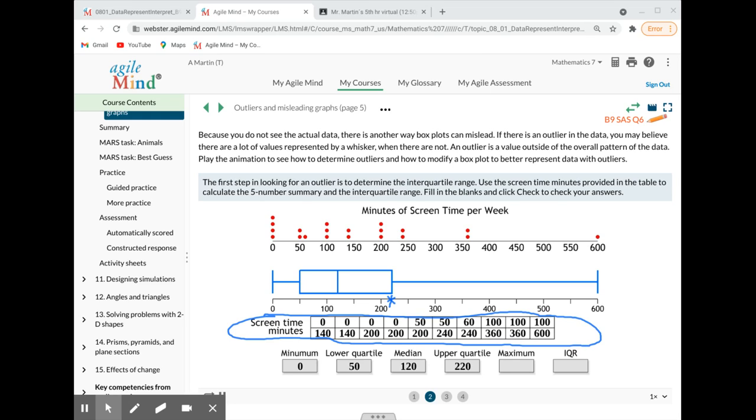And while she's giving us the largest number in the data, who can tell us how to find the interquartile range? What do we need to do? I think Angel's got the maximum. Angel, what's the maximum? 600. It is 600. Good job. Who in here knows how to find the interquartile range?